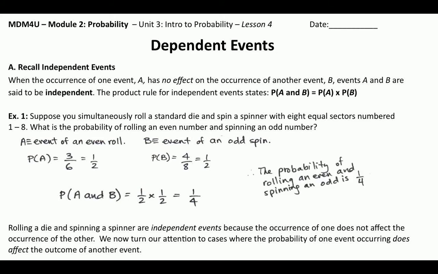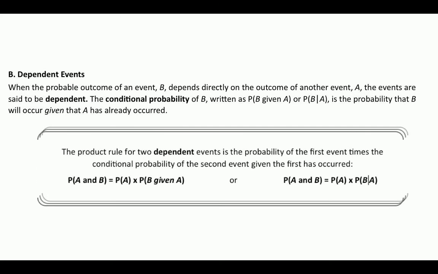All right, so here we go with basically what dependent events are all about. When the outcome of an event B depends directly on the outcome of another event A, they are said to be dependent. So a conditional probability of B, which we write as the probability of B given A, or the probability of B vertical bar A. This vertical bar right here, you may have seen in other math courses, and this is of course the mathematical symbol for "such that." So it's the probability of B such that A is true, which is basically the probability that B will occur given that A has already occurred.